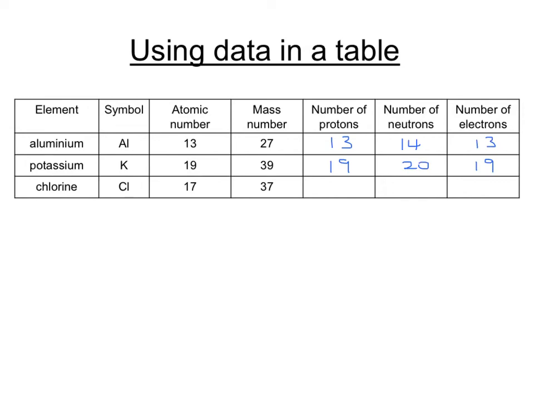And chlorine, this particular isotope of chlorine has got an atomic number of 17 and a mass number of 37, so proton number and electron number is both 17, but for this isotope in particular, the number of neutrons would be 37 take away 17, which is 20.